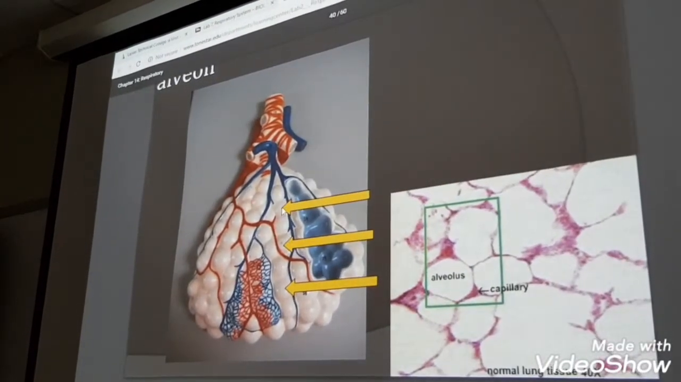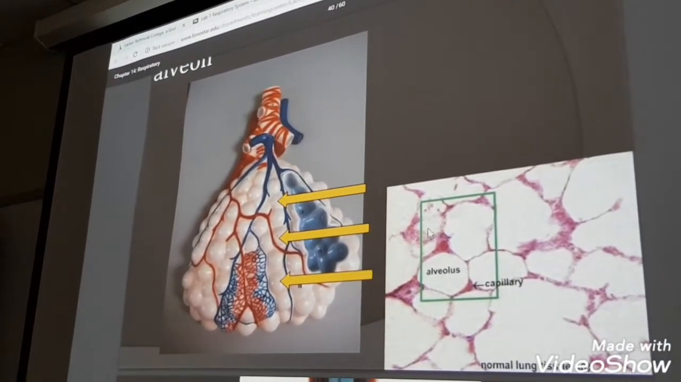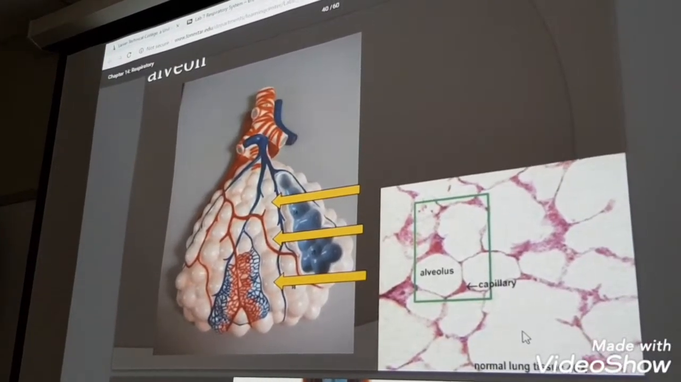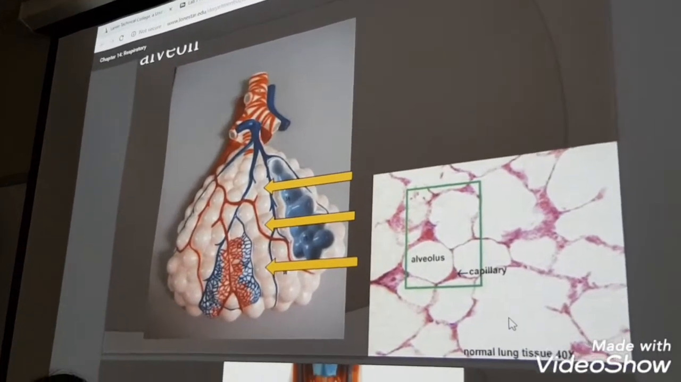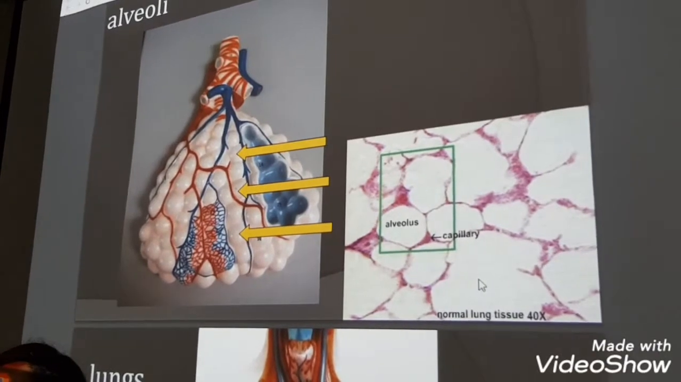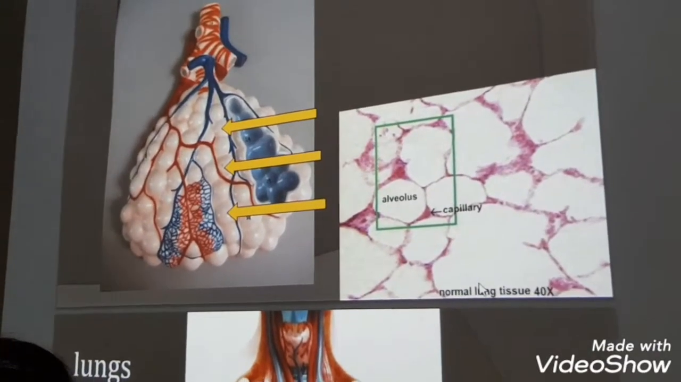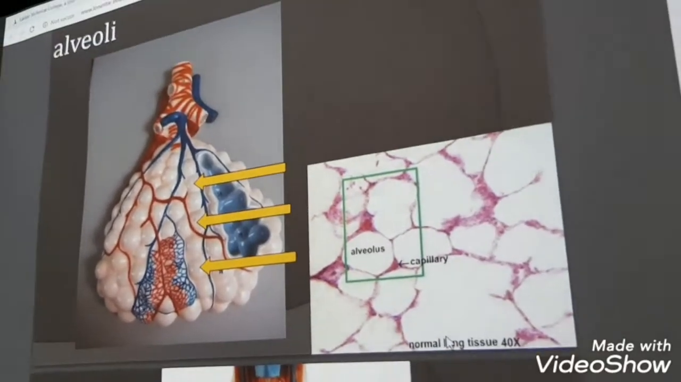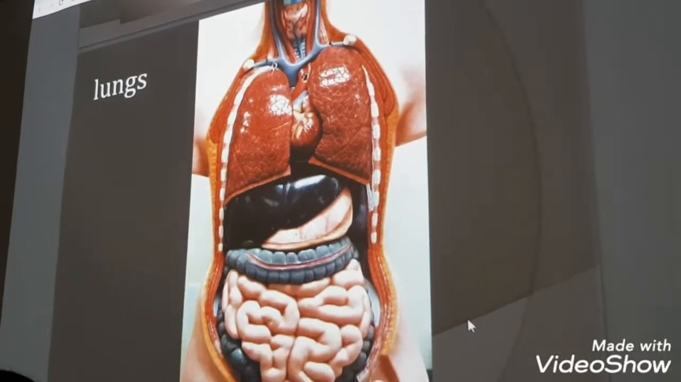And each one of these, add to your histology. What tissue is this? Alveolar. Yeah, but what is the tissue called? Simple squamous. Simple squamous. So the last thing we have to talk about is those lungs.